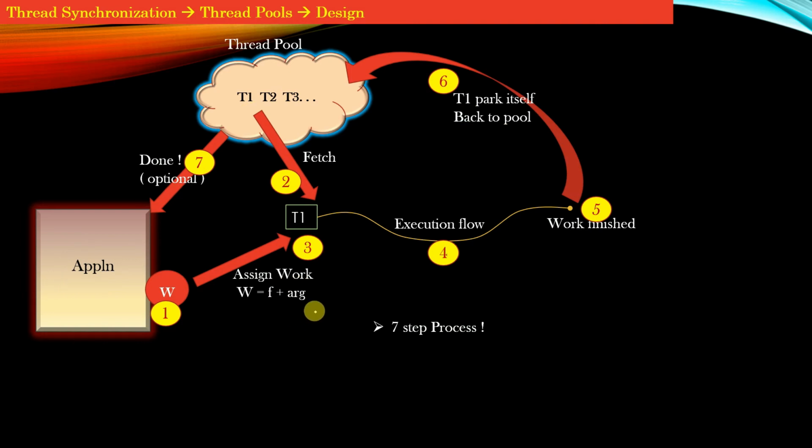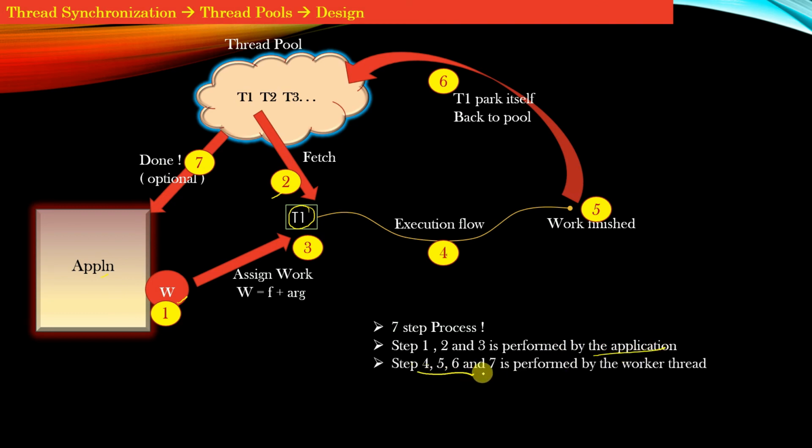You can see that in this complete cycle, steps number 1, 2, and 3 are performed by the application itself. It is the application which generates the amount of work, it is the application which fetches a thread from the thread pool, and it is the application which associates the thread with the work. So steps 1, 2, 3 are performed by the application, whereas steps 4, 5, 6, 7 are performed by the worker thread itself. Worker thread means the thread T1, or the thread which has been fetched from the thread pool.